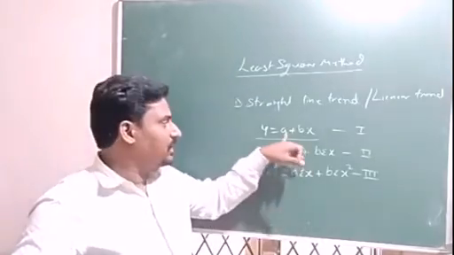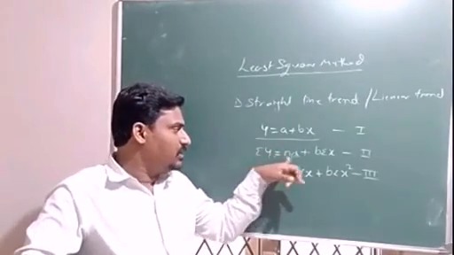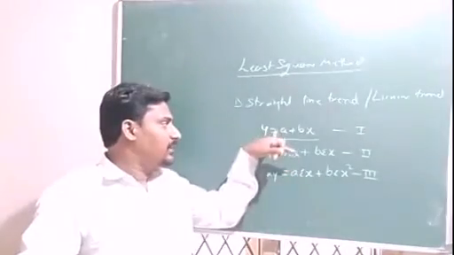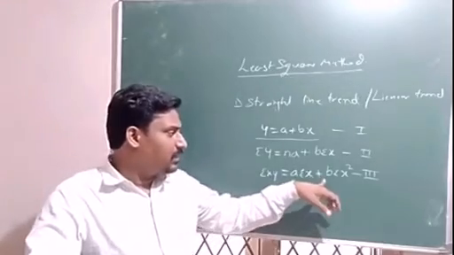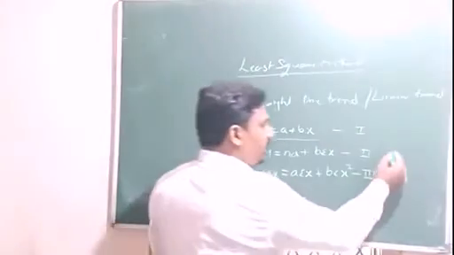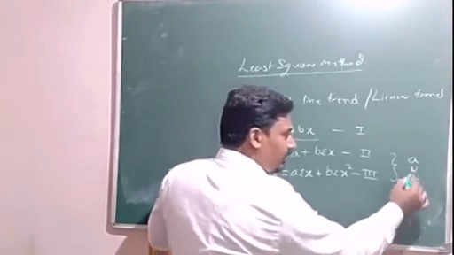The original equation is y is equal to a plus bx. With the help of this equation, by adding summation, we got the second equation: summation y is equal to na plus b summation x. And by multiplying the original equation by x and adding summation, we got the third equation: summation xy is equal to a summation x plus b summation x square. So by using these two equations, we get the two constants a and b.